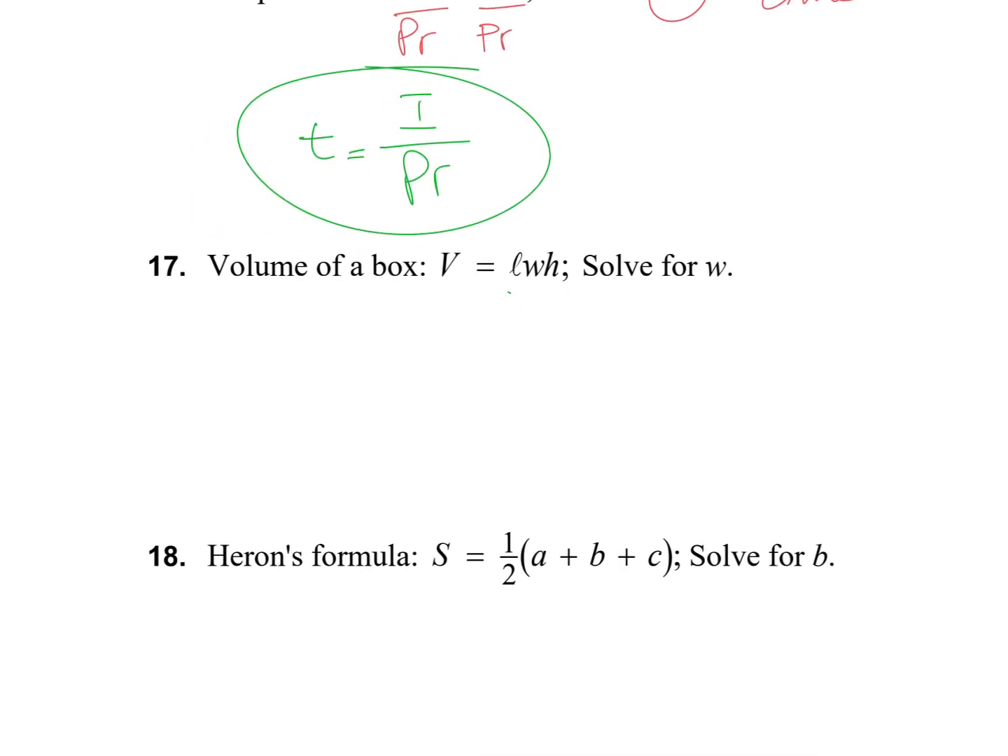Volume of a box, length times width times height. Let's get w by itself. Okay, we're going to divide by length and height. So w equals the volume divided by the length times the height.